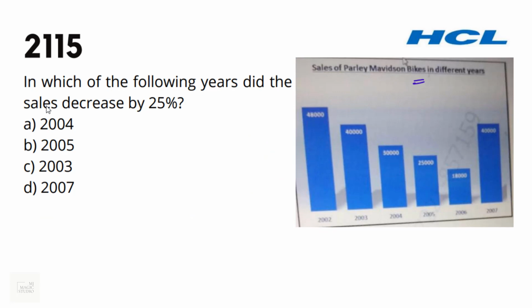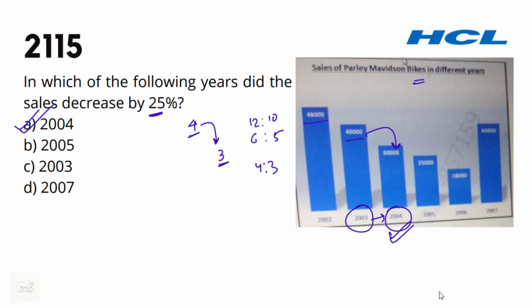Again the same bike case, but the question is different. In which of the following years did the sale decrease by 25%? So that means if it was 4, it should come down to 3 if it decreases by 25%. We are looking for the ratio of 4 is to 3. 48 is to 40,000 is 12 is to 10, that is 6 is to 5. 40,000 is to 30,000 is 4 is to 3. That means from year 2003 to 2004 there is a decrease of 25% in sales. It should be 2004. That is option A.